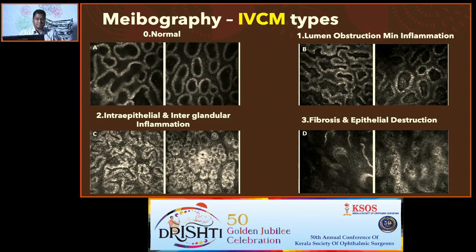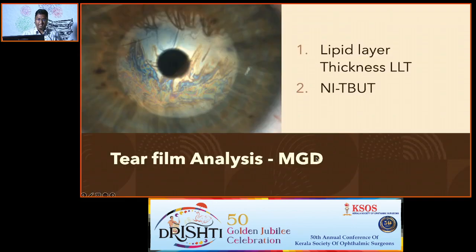So if you have access to IVCM, you can also look at the lumen of these meibomian glands. So these are normal glands that have a good opening, lumen obstruction with minimal infiltration. This is moderate to severe, and complete fibrosis and cell destruction of the epithelium.